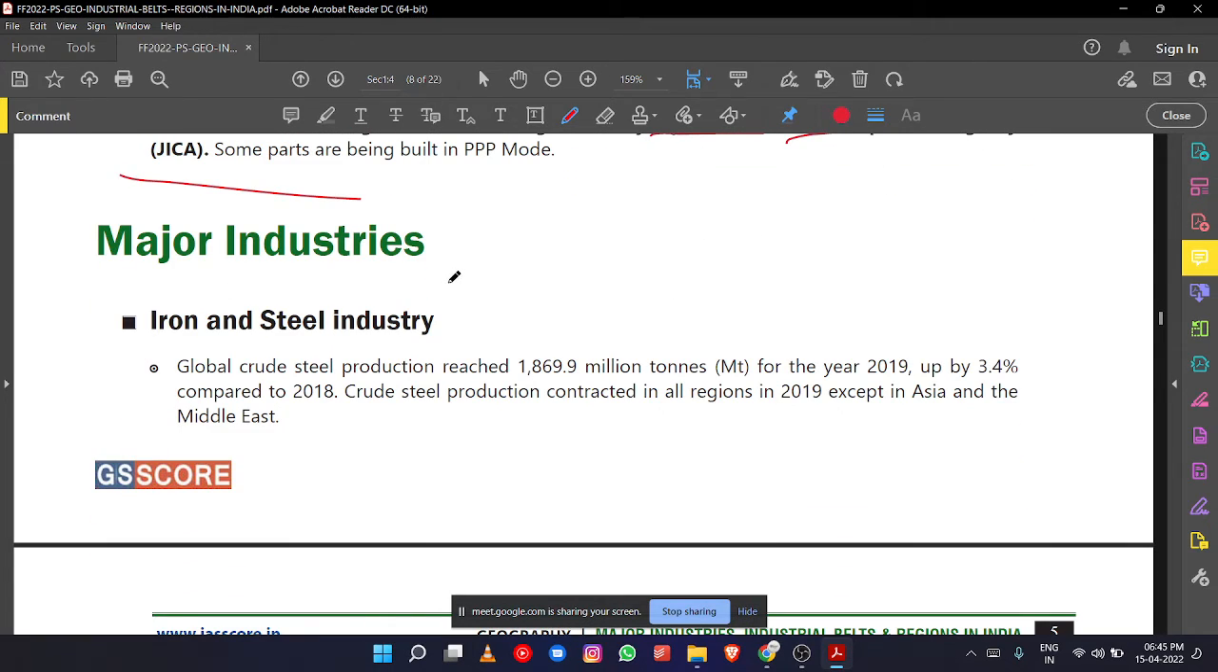So we have discussed the industrial corridors. So you have a broad idea where all the industries are located and where the industrial corridors are located.